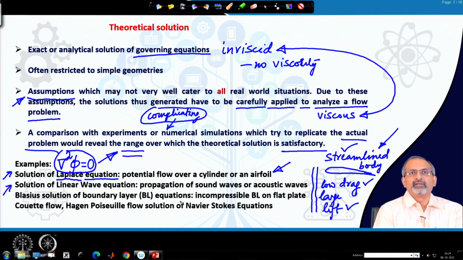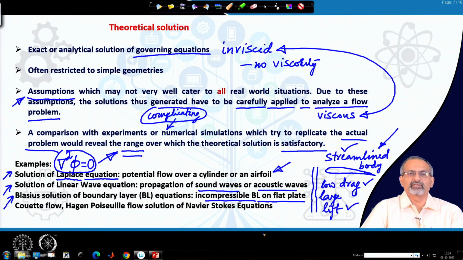Next, solution of linear wave equation. So, that deals with propagation of sound waves or acoustic waves. That also has a theoretical solution. Blasius solution of boundary layer deals with incompressible boundary layer on different geometries. Starting from flat plate, you can extend the solution to other geometries also.